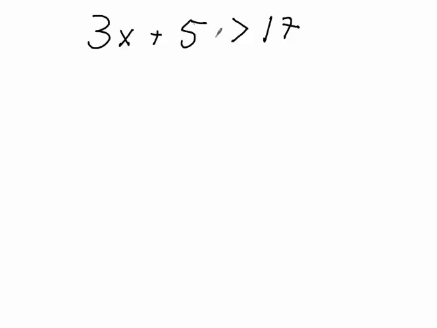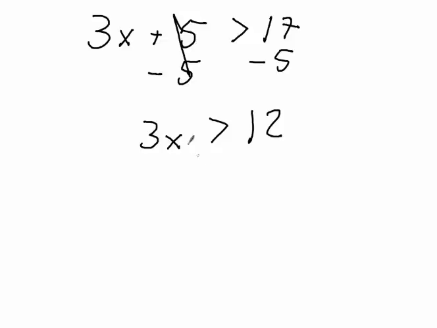Okay, so let's just say this was an equation: 3x plus 5 equals 17. The first thing you would do is subtract 5, because we want to isolate the 3x. And the inverse of plus 5 is minus 5. So now we have 3x is greater than 12. Then, to isolate x, since the 3 and the x are being multiplied, you're going to do 12 divided by 3. And you get x is greater than 4.